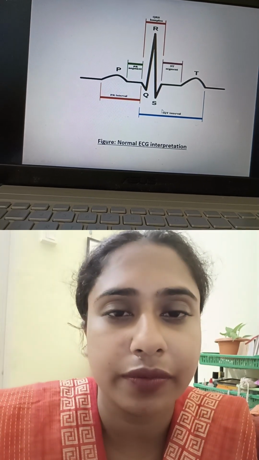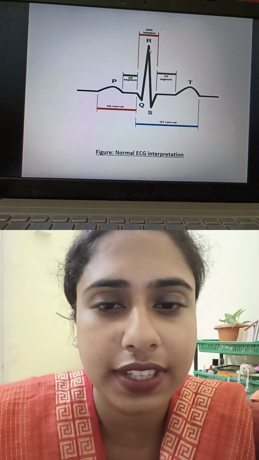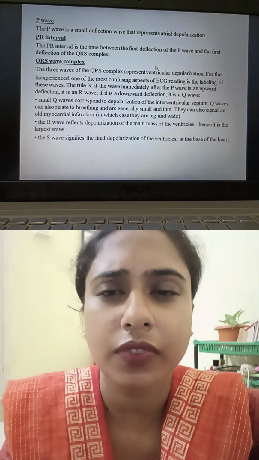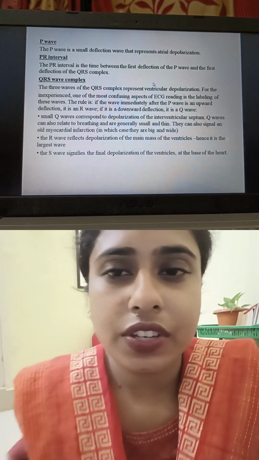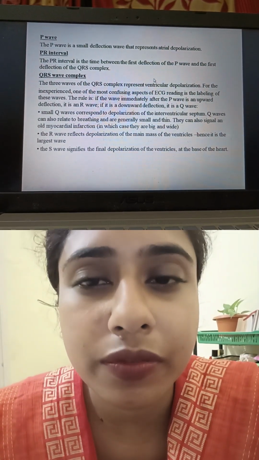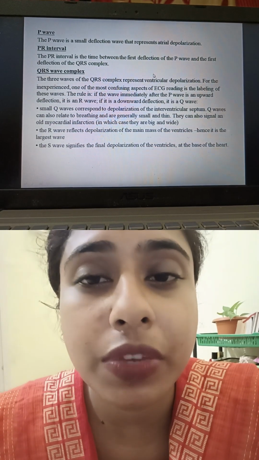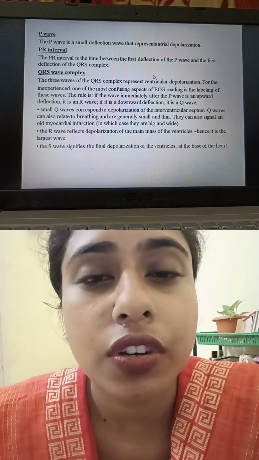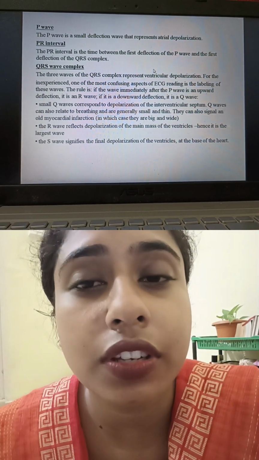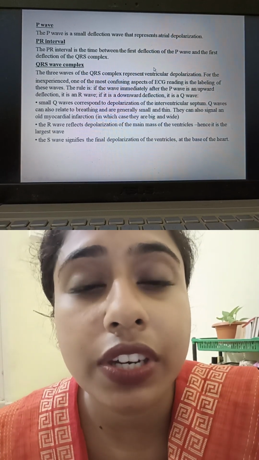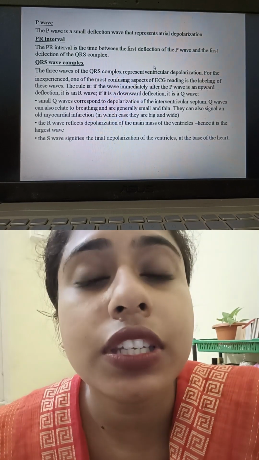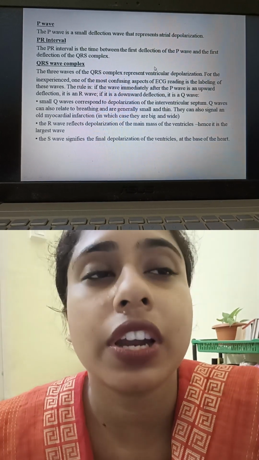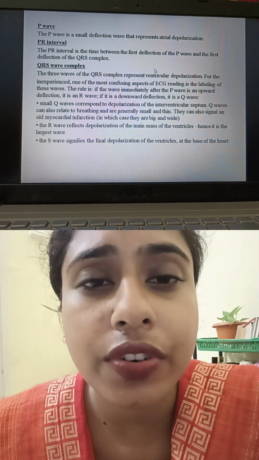I have already mentioned the P wave. First comes the P wave, and the P wave is a small deflection wave. It will represent atrial depolarization. Now what is atrial depolarization? It is the contraction of the heart muscle.